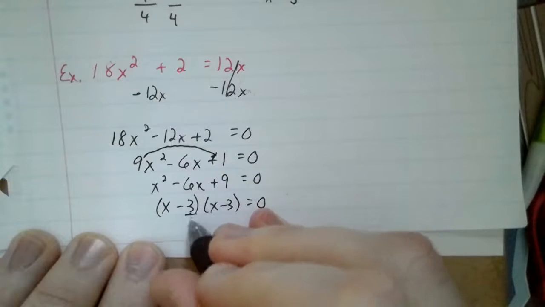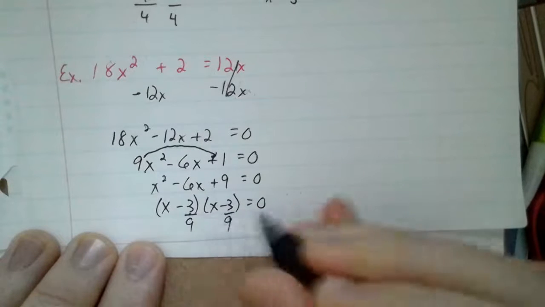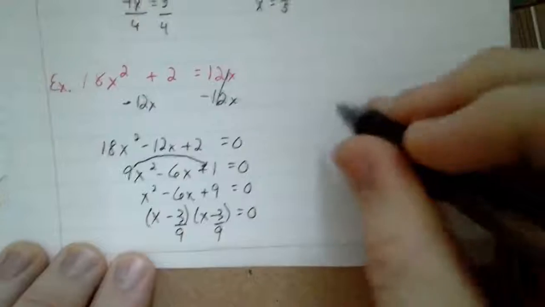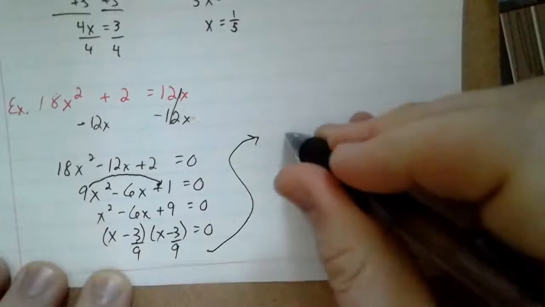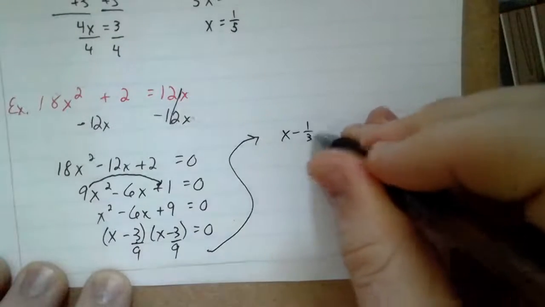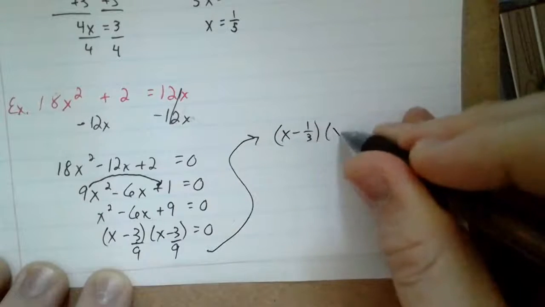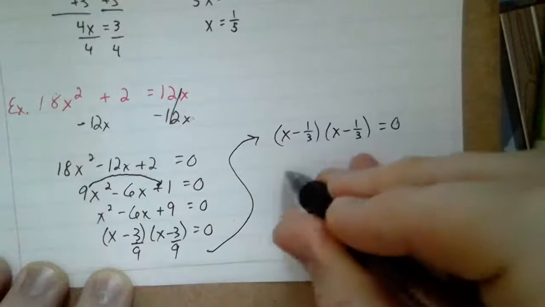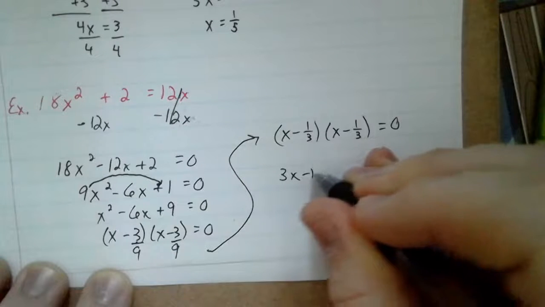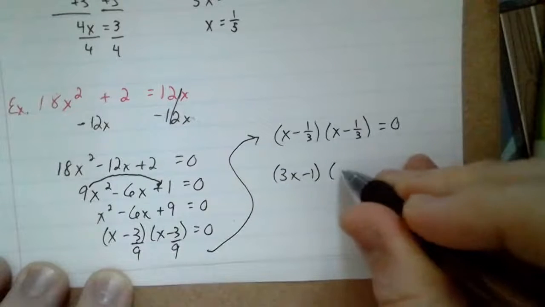It's what most students miss here. So I divide by 9. Divide by 9. These both reduce to 1/3. So I'm going to end up with here x minus 1/3 times x minus 1/3 equals 0. Slide the 3's out front. You get 3x minus 1 times 3x minus 1.